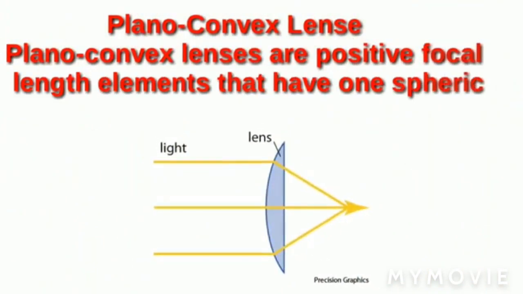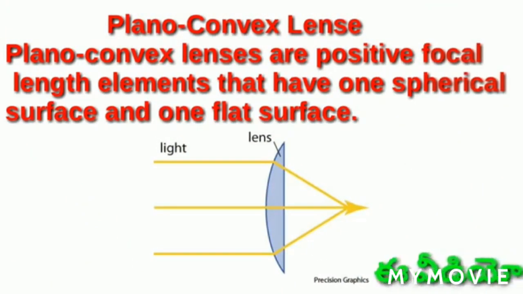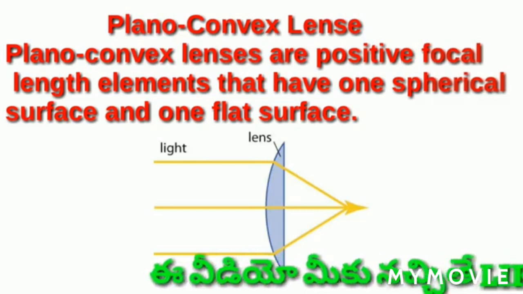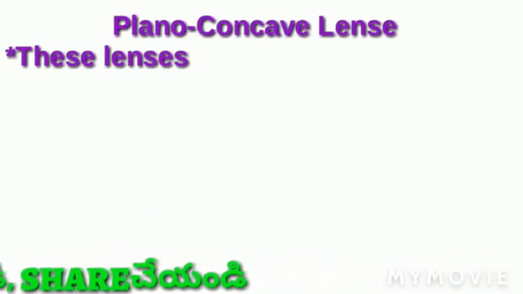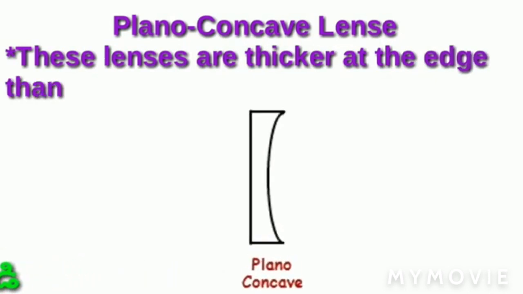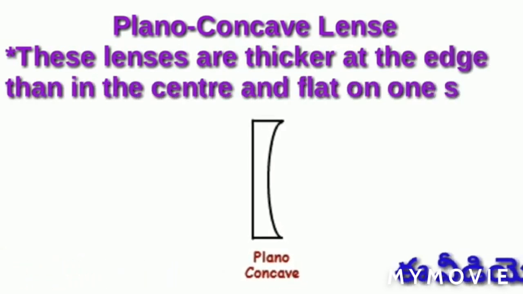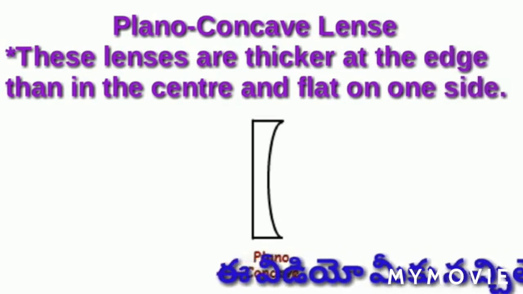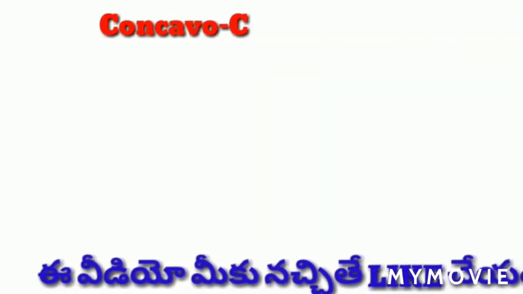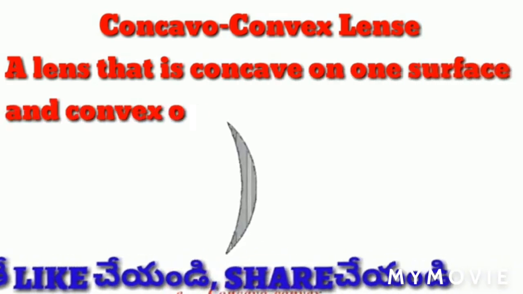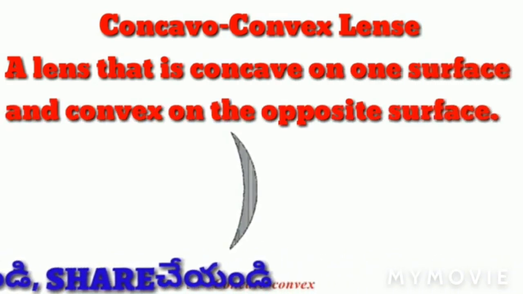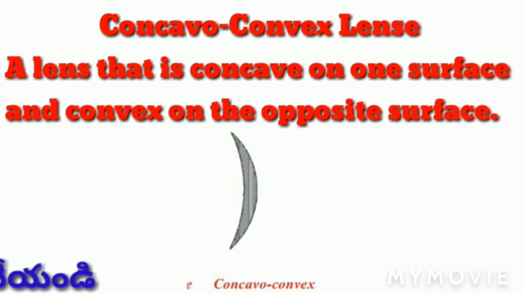Plano-convex lens. Plano-convex lenses are positive focal length elements that have one spherical surface and one flat surface. Plano-concave lens. These lenses are thicker at the edge than in the center and flat on one side. Concavo-convex lens. A lens that is concave on one surface and convex on the opposite surface is called a concavo-convex lens.